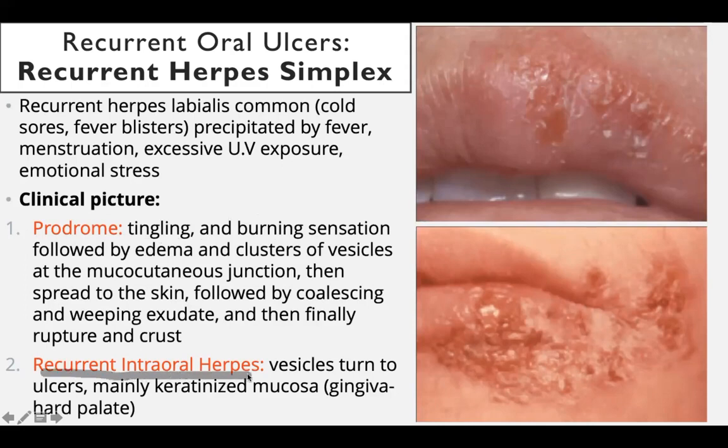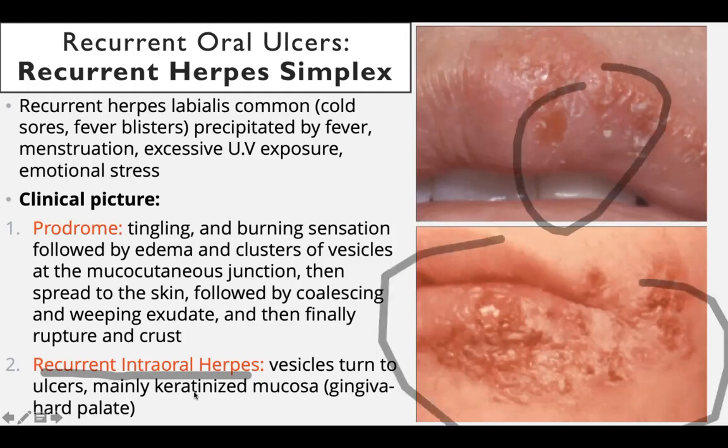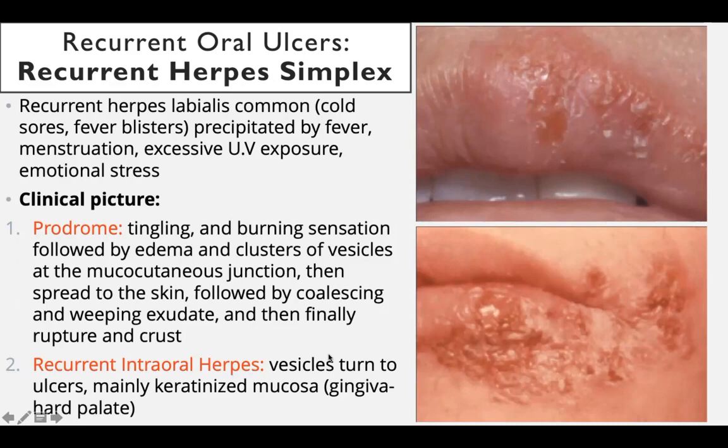Recurrent intraoral herpes, inside the oral cavity. Yes, this was the extraoral manifestation, right? So in intraoral herpes, the vesicle will not crust. What will happen is the vesicles turn to ulcers. So ulcers are mentioned here. The vesicles turn to ulcers, mainly on keratinized mucosa, for example gingiva and hard palate. At that area, the ulcers will be formed.